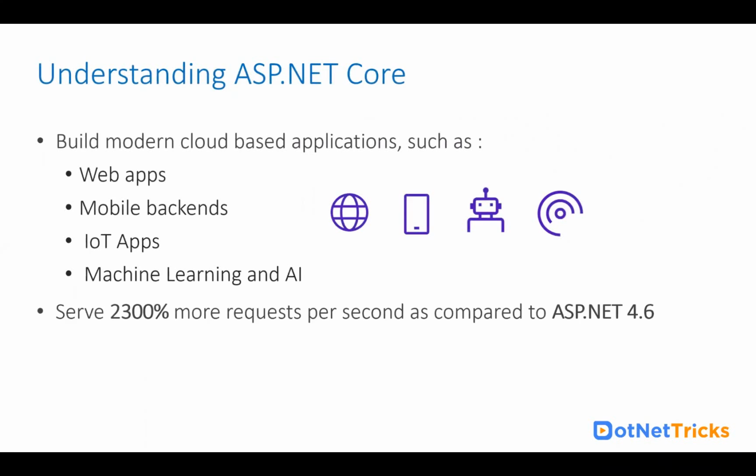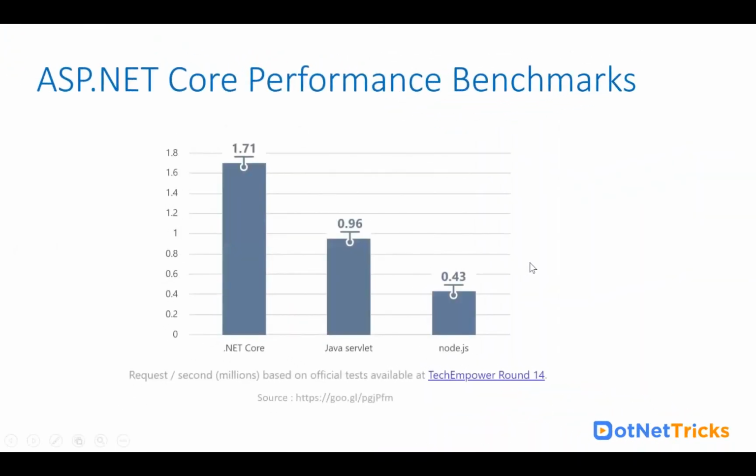If you are comparing the performance, it can serve 2300% more requests as compared to 4.6. So it is pretty much faster than your ASP.NET 4.x. This is the performance benchmark you can see. So .NET Core is the fastest execution environment in the market right now if you are comparing with already available frameworks. It is faster than Node.js, it is faster than Java Servlet, and it is even faster than ASP.NET 4.x. This is the benchmark I have just picked up from the Microsoft official website. This information is clearly mentioned there.